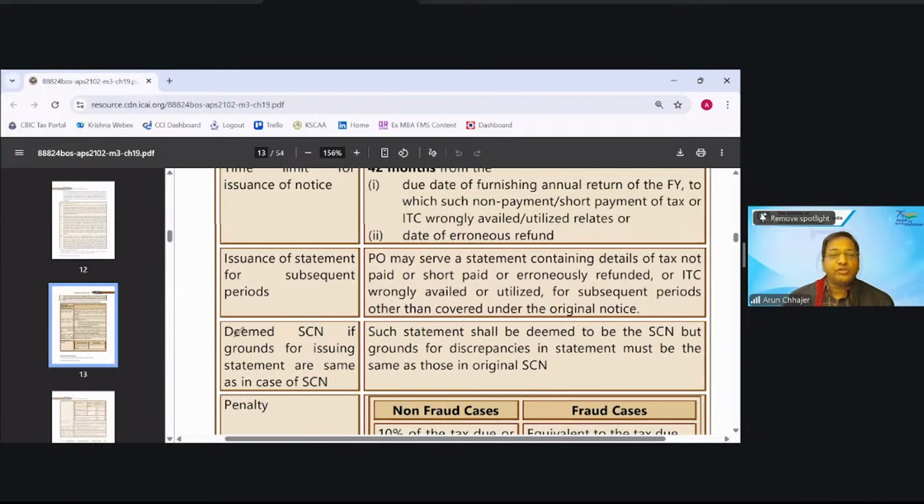Then issuance of the statement for subsequent period. PO may serve. What is the meaning of PO? Proper officer may serve the statement containing the details of the tax not paid, short paid, erroneously refunded for subsequent period other than covered in the original notice. Deemed show cause notice: that statement will be deemed to be the show cause notice.